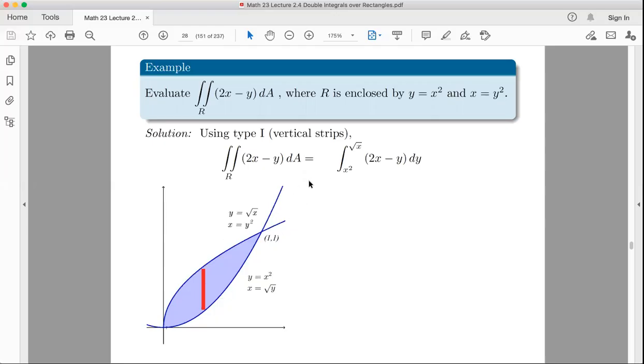What will be the bounds for x? So you just get the intersection of the two. So we equate the square root of x with x squared, and from there you will get x is 0 and 1.